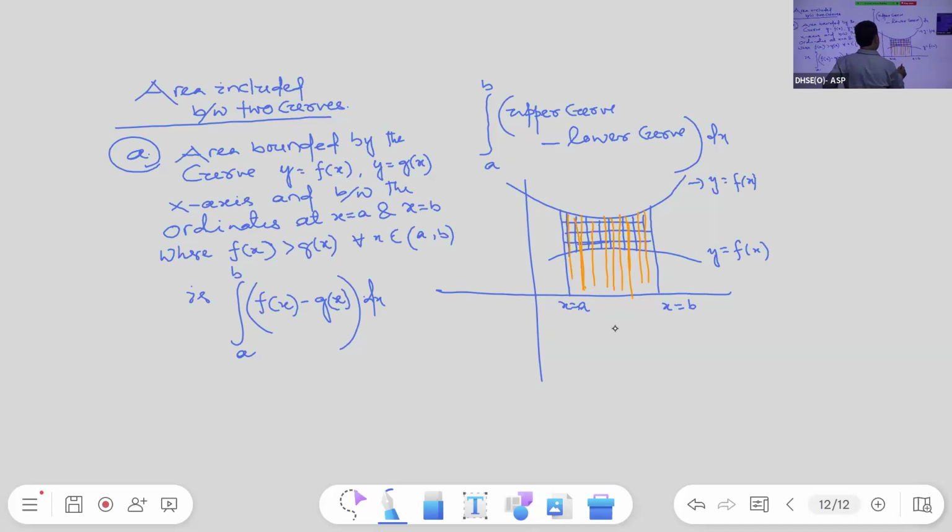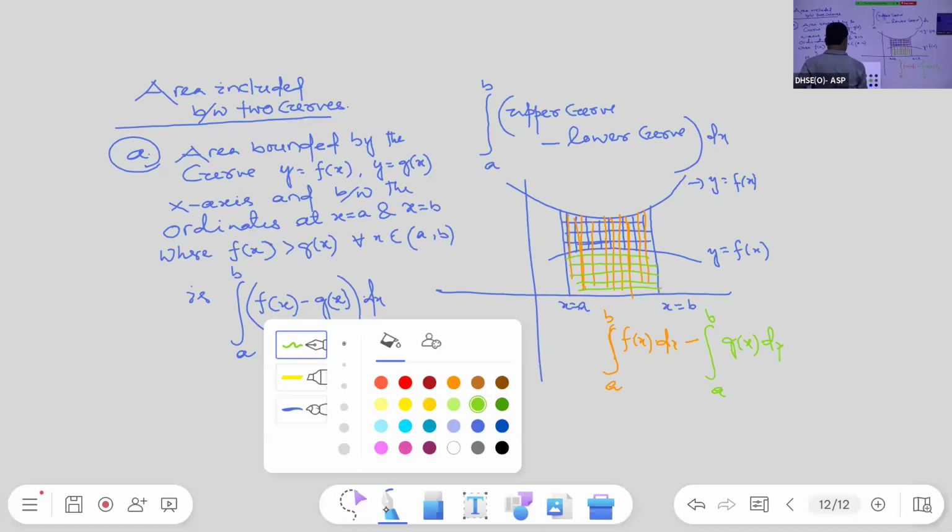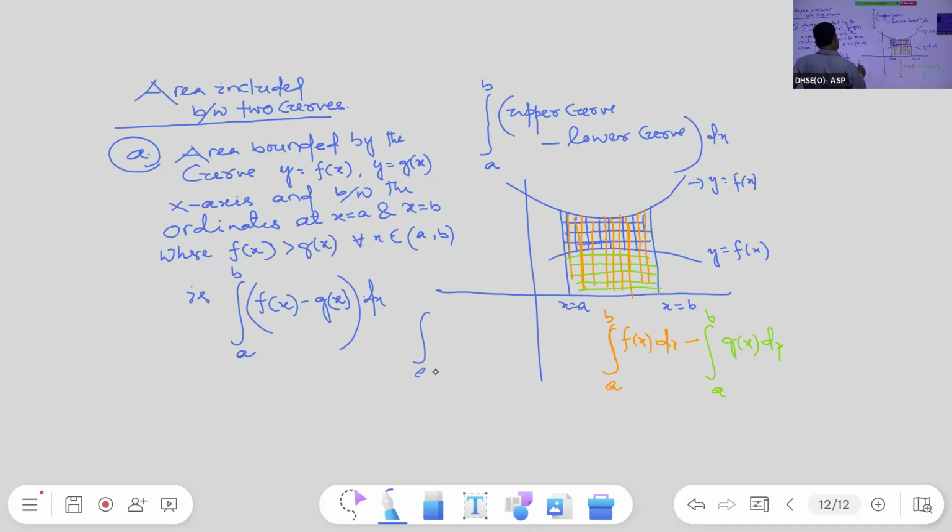So this area is equal to integral a to b f of x dx minus the area bounded by the lower curve. Lower curve is this area. Minus integral a to b g of x dx. So the required area is equal to integral a to b f of x minus g of x dx.